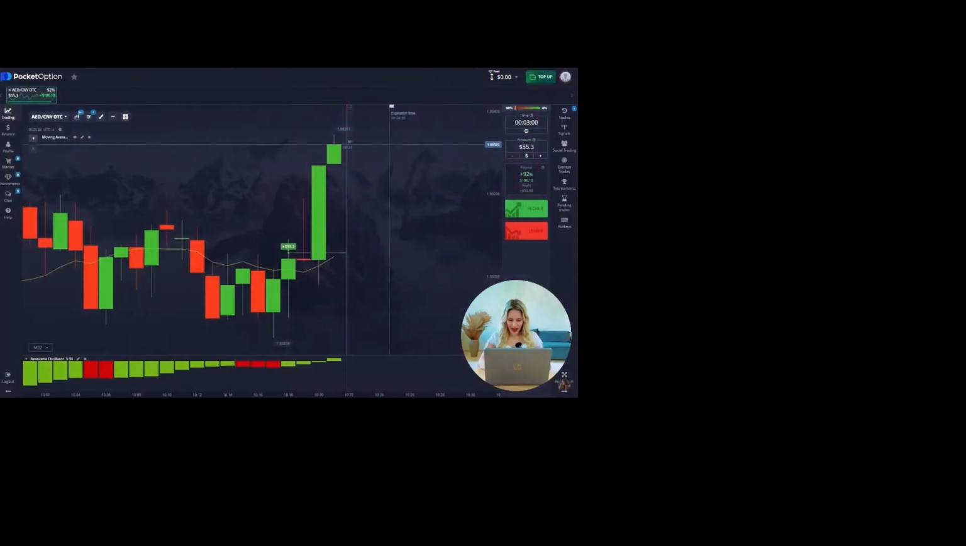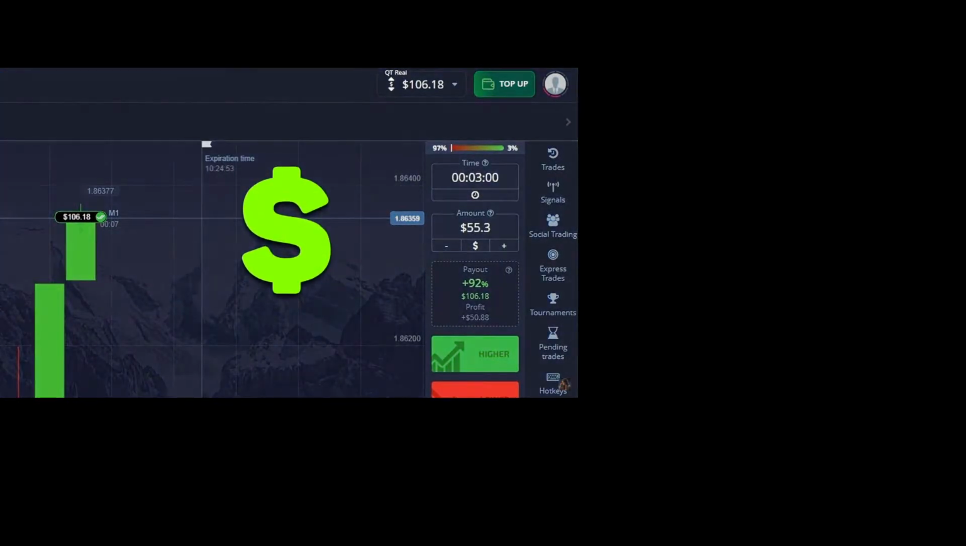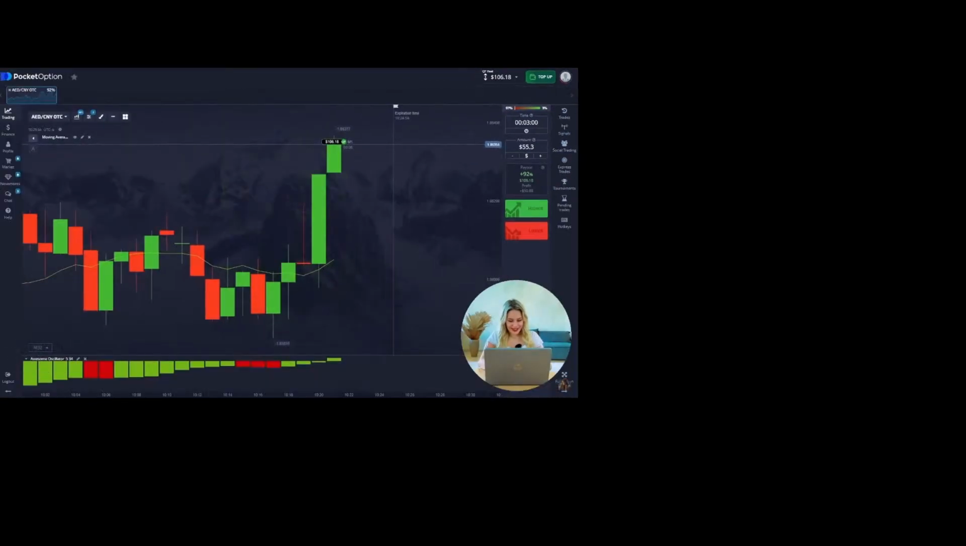And what do we have? At first, there was quite a strong fluctuation. But still, our price broke through very strongly upwards. And basically, I feel calm now. I'm sure that this trade is closing in plus for us. And on our balance, there are $106.18. Let's, of course, continue.